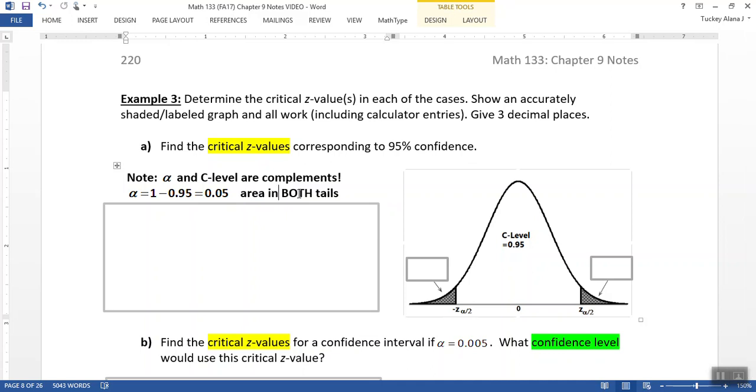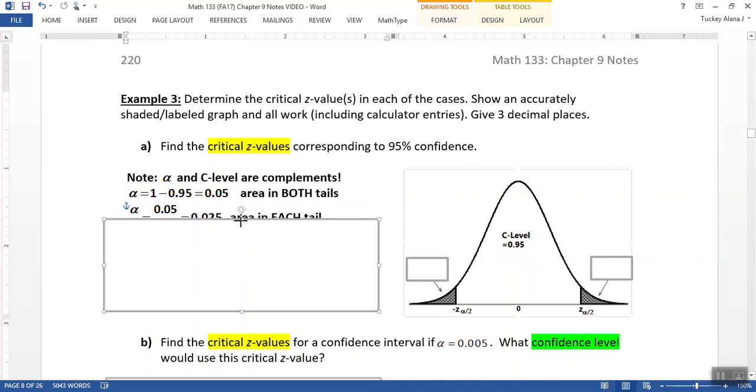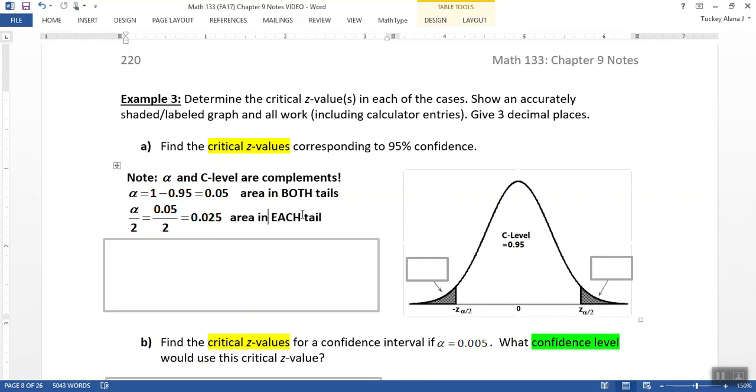But I don't want both of the tails. I want just one of the tails and then the other one. So I'm going to cut it in half. I'm going to take alpha and divide it by 2. That's why it actually says that right in the subscript, z alpha over 2. So you take alpha, you divide it by 2. That will give you 0.025. All right, so then that's what I can go put into inverse norm. I can say inverse norm 0.025, comma 0, comma 1.